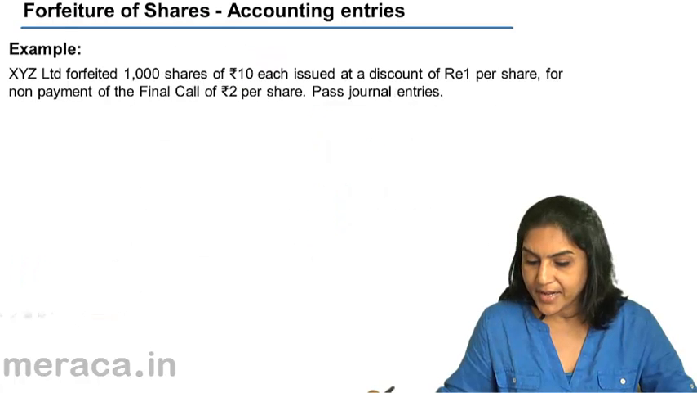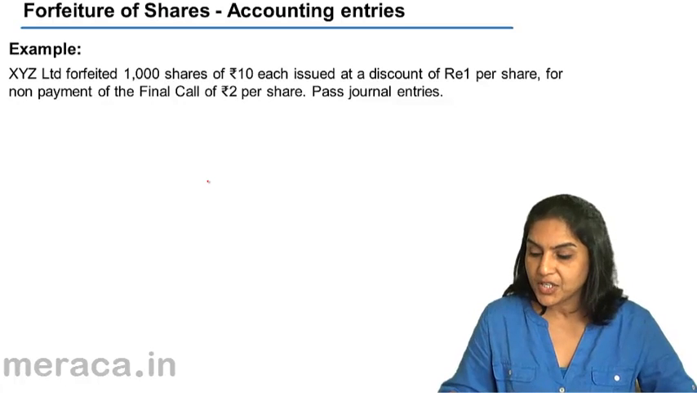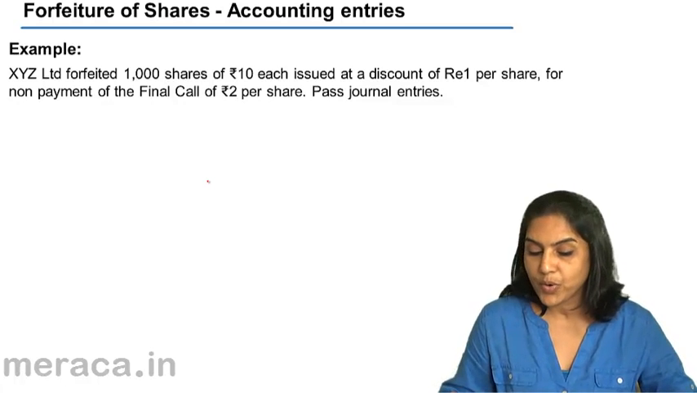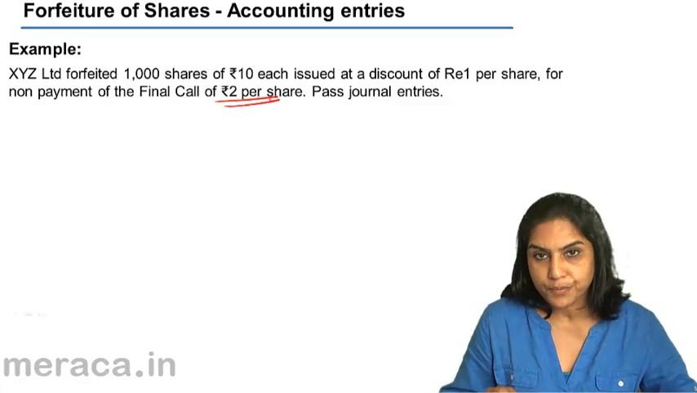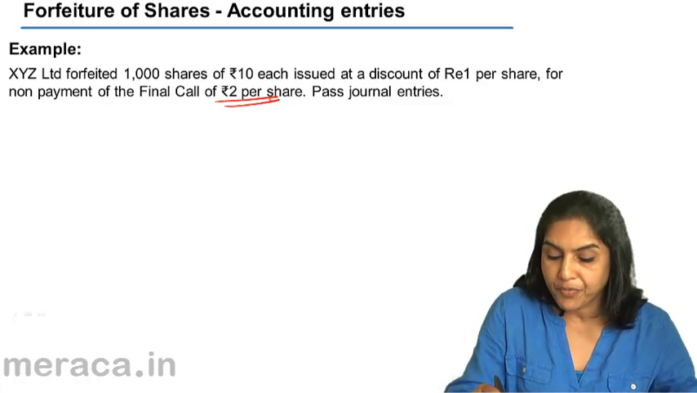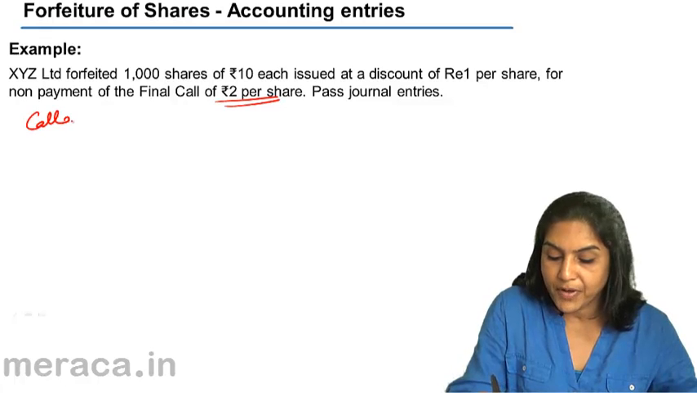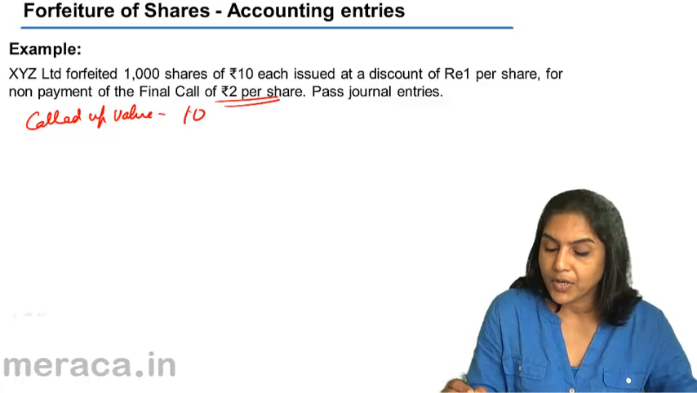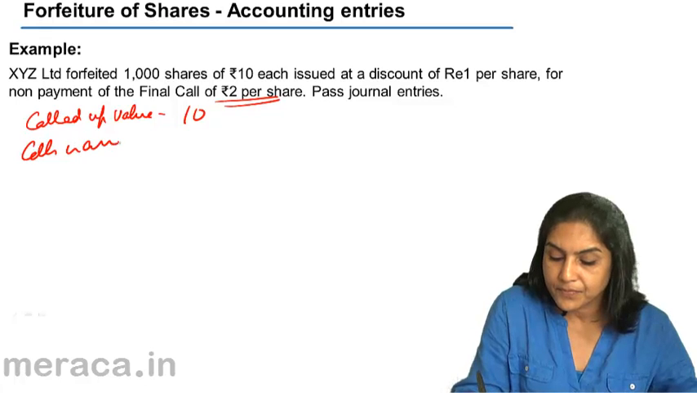Let us consider an example. X Limited forfeited 1000 shares of 10 each issued at a discount of rupee 1 per share for non-payment of the final call of rupees 2. So, what is the called up value? Called up value is rupees 10. The full value, called up value, rupees 10. Not paid, calls in arrears, is rupees 2.